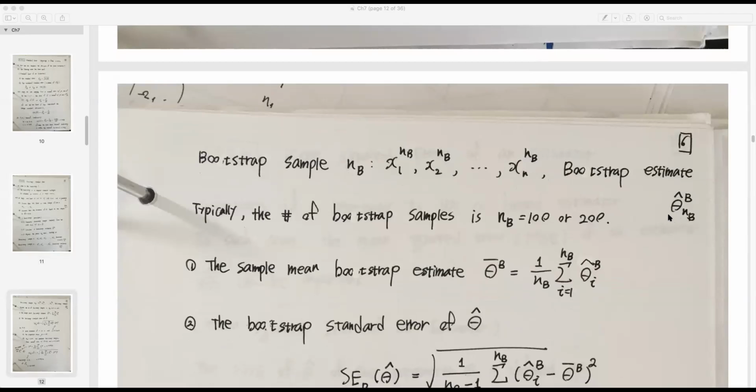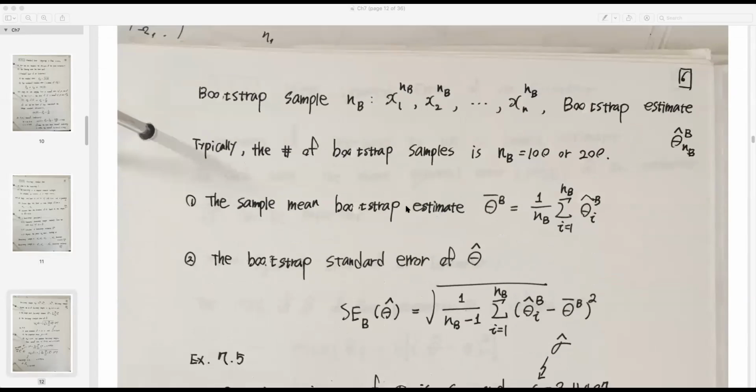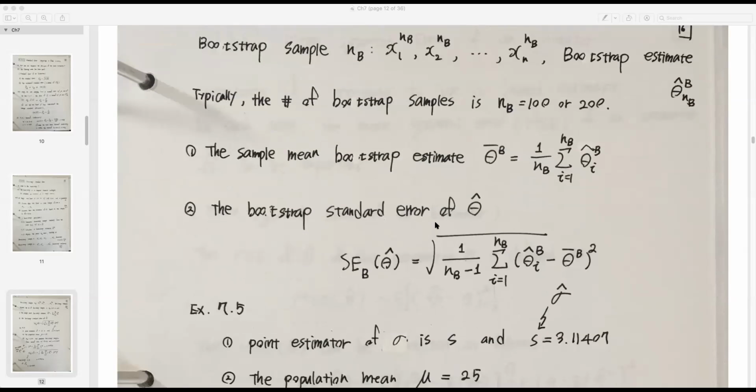So now what are you going to do? We collect all the bootstrap estimates theta hat b. By the way, the number of bootstrap samples is going to be 100 or 200. We find the mean of those bootstrap estimates, called the sample mean bootstrap estimate: 1 over the total number of bootstrap samples, n sub b, times the sum of all of the bootstrap estimates. Then we calculate the bootstrap standard error.